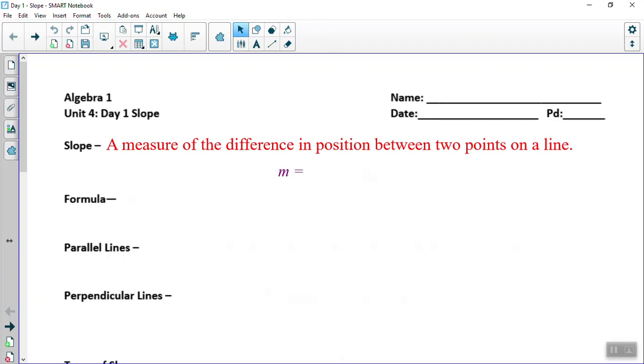We often see slope represented as the variable m. We can also look at it as being the change in y over the change in x. That triangle, that delta, means the change in. And then we can also see it as rise over run. We also have one other way that we show the slope, and it's with a formula. So our slope is equal to the second y value minus the first y value over the second x value minus the first x value.